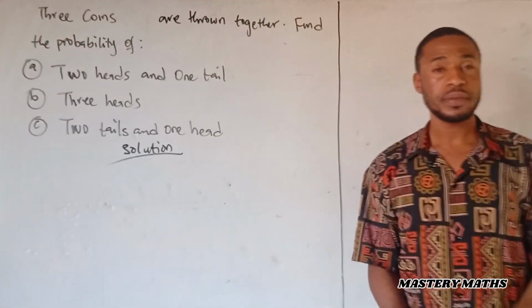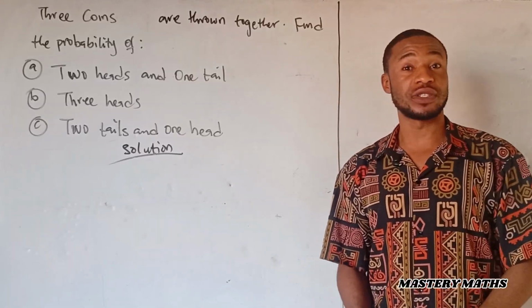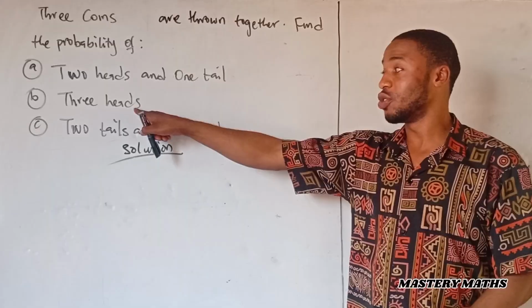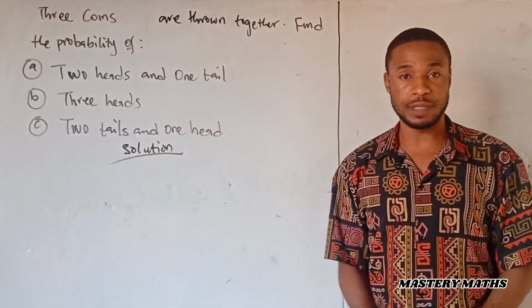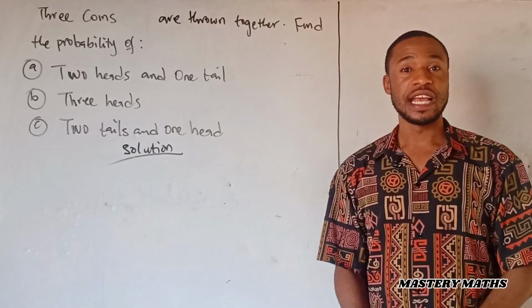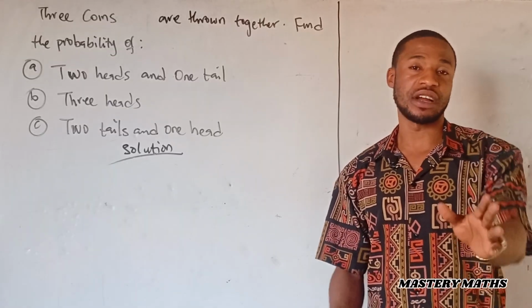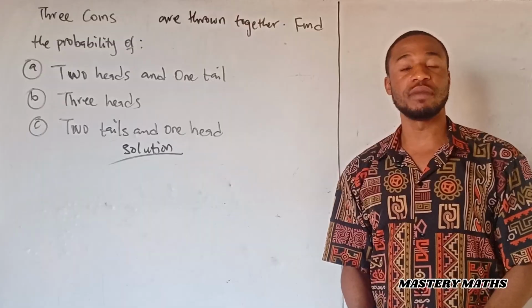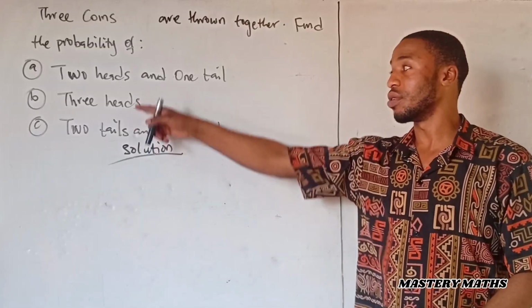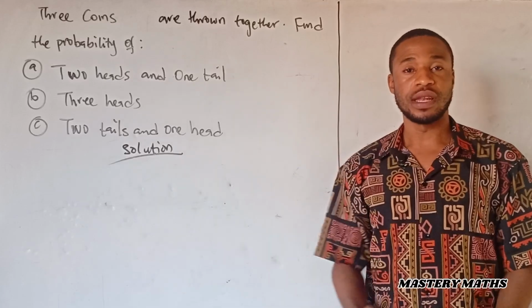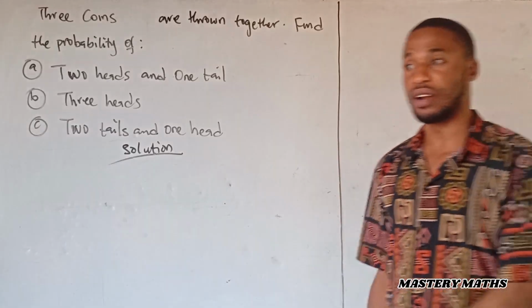Now, how should we do that? I will teach you the simplest way of getting A, B, and C. What is the simplest way of doing that? It is by drawing a tree diagram. The tree diagram is the simplest way to identify your A, B, and C. Now let's draw the tree diagram.